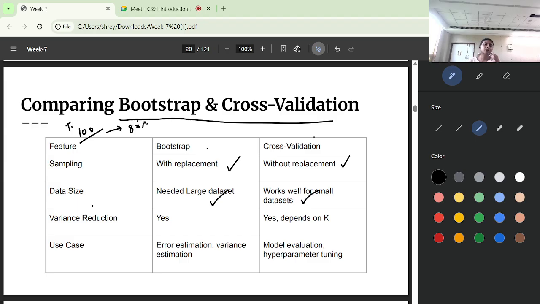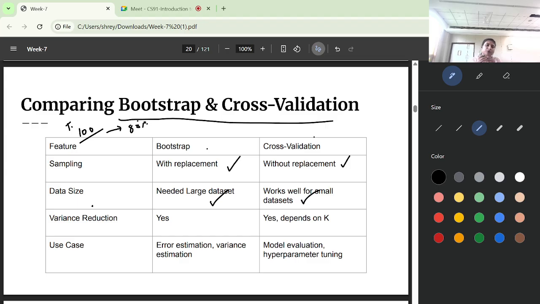Variance reduction, then you can say that both the steps go for variance reduction, because some of the data will be reused every time. Use cases is where bootstrap can be used. Bootstrap can be used for variance estimation and error estimation, obviously. And cross validation is used for model evaluation and hyperparameter tuning.